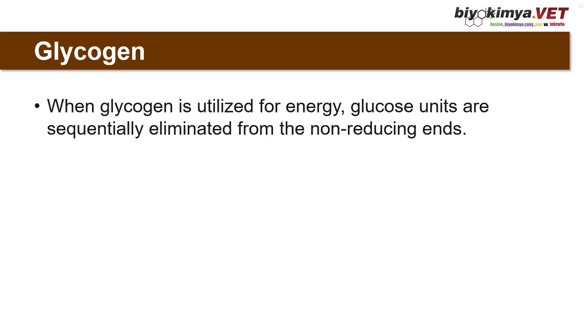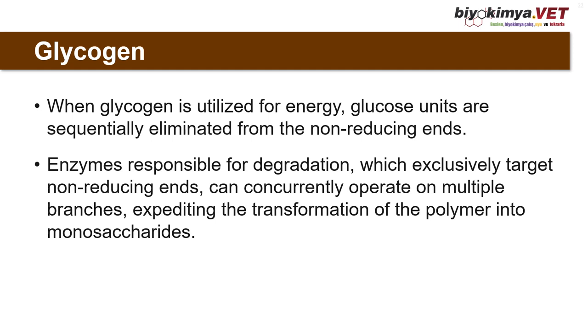When glycogen is utilized for energy, glucose units are sequentially eliminated from the non-reducing end. And enzymes responsible for degradation, which exclusively target non-reducing ends, can concurrently operate on multiple branches, expediting the transformation of the polymer into monosaccharides. And the enzymes are glycogen phosphorylase and the branching enzyme.